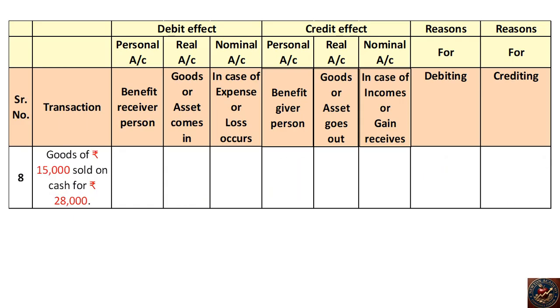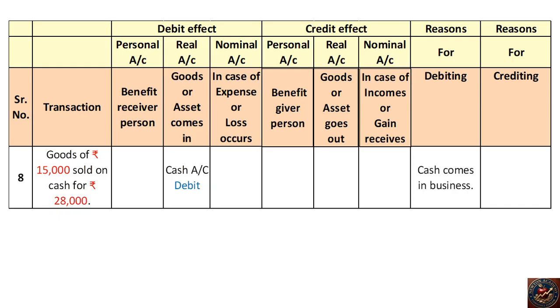Goods of 15,000 rupees sold on cash for 28,000 rupees. The debit side. Cash is a real asset. When we sell goods for cash, cash comes into our business. According to the real account rule, we debit what comes in. Therefore, we debit cash account with the actual cash received, which is 28,000 rupees. The reason for debiting is simple.